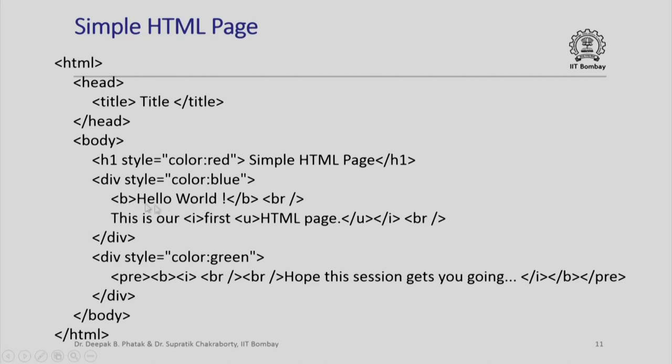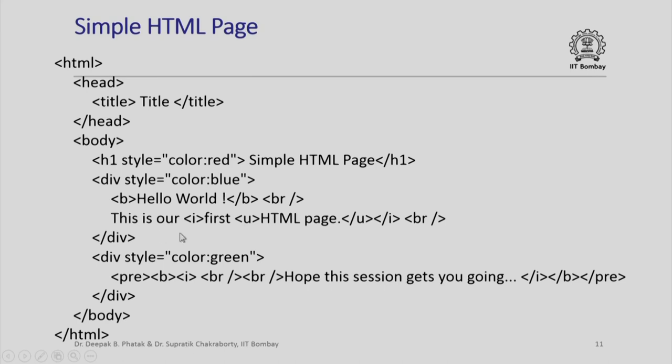Not only that, B and slash B makes it bold, and there is a line break after this. This is our first HTML page, is the text that we want to appear. All of this will appear using the previously defined style. But because I have enclosed first in between I and slash I, all of this will appear in italics. Further, HTML page is another component which is enclosed between U and slash U. That means HTML page will appear as underlined. Since the entire thing is enclosed in I and slash I, the whole thing will appear as italic, and slash div will end this entire component.